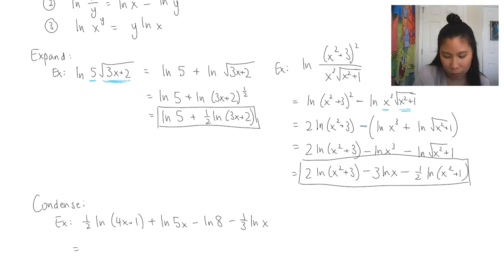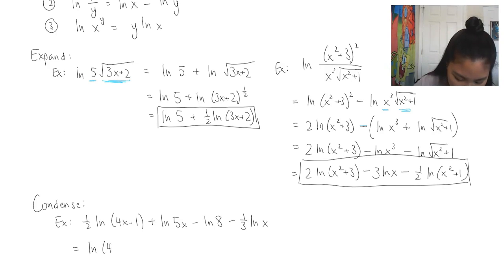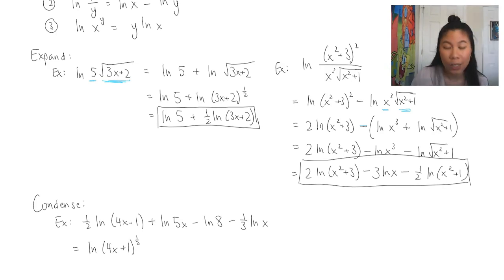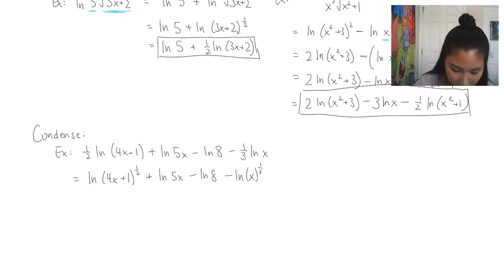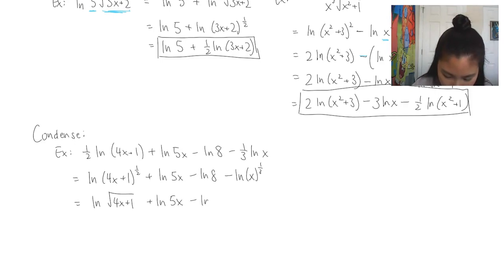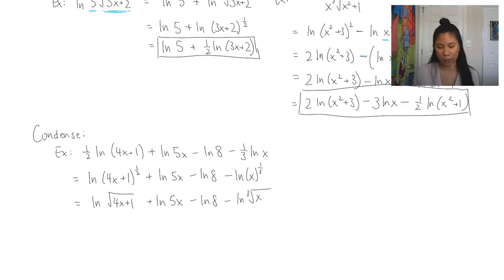Let me move that 1/2 and that 1/3 in front, and let's turn them into exponents first. So 1/2 turned into an exponent would just be 4x plus 1 raised to the 1/2 power, which remember is just a radical, plus natural log 5x minus natural log 8 minus natural log of x to the 1/3 power. Let me rewrite these with radicals then. And so the 1/3 power would just turn into a cube root of x.